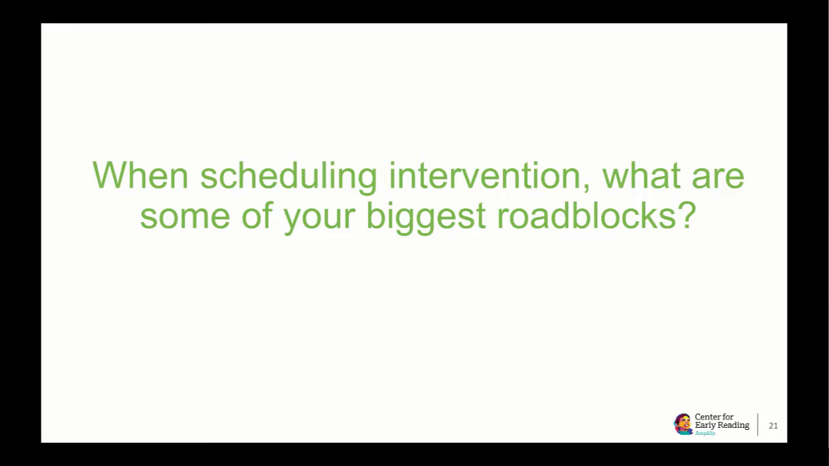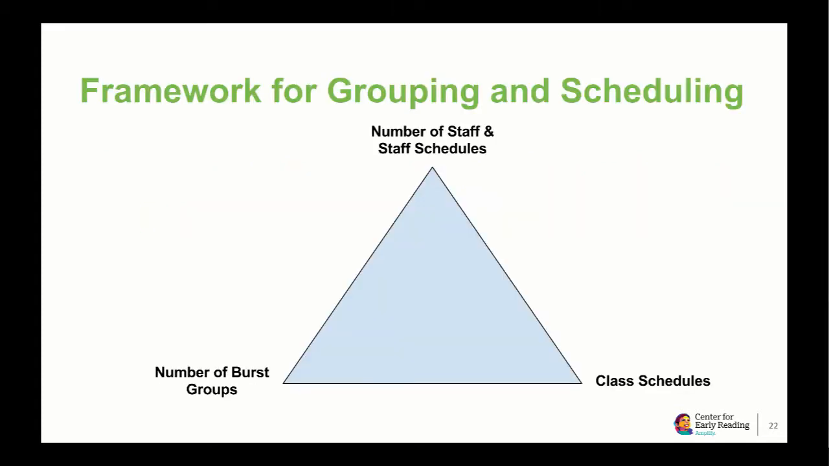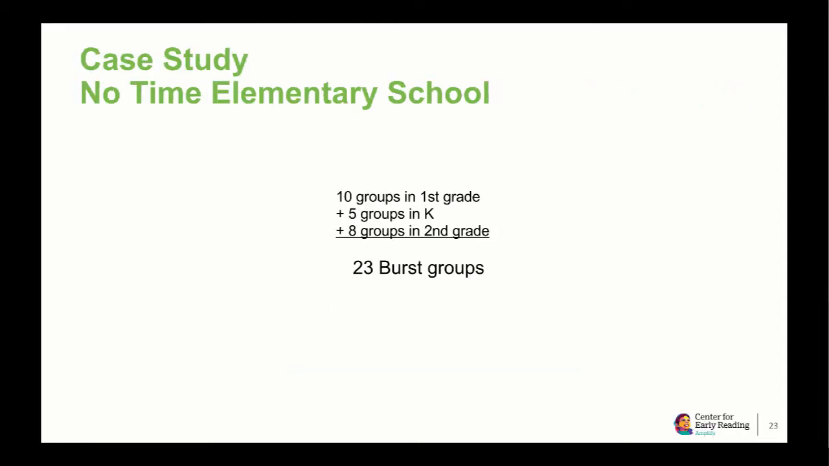In this next section of our webinar, I will show you how you can tweak your schedules with existing staff to ensure that all students who need intervention get it. In our framework for grouping and scheduling, there are 3 things that need to be in balance to have a good program: the number of staff and their schedule, class schedules, and the number of burst groups. Those three things are what you need to optimize on. The best schools take the number of burst groups as a given, as in the number of burst groups would be fixed, and change staff and class schedules to keep things balanced. Let's take a closer look at what that means and how these interact with one another. Let's go back to No Time Elementary School.